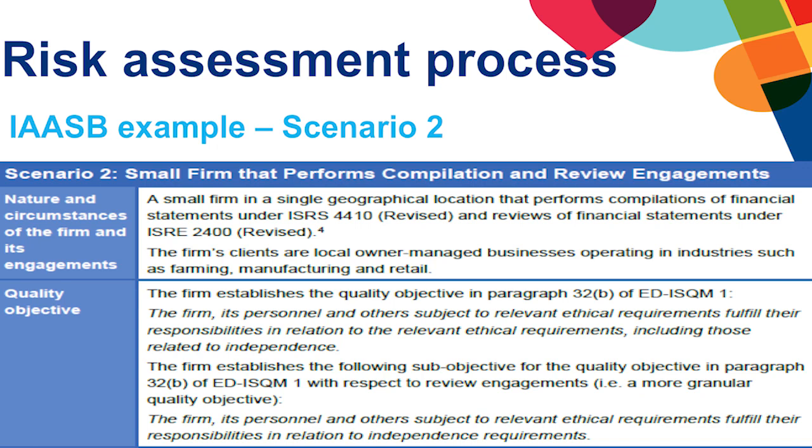So if we break it down and make it specific to this firm, which is a smaller environment: the firm, its personnel and others subject to relevant ethical requirements fulfill their responsibilities in relation to independence requirements. And this is then also the quality objective that you will document as part of your quality management process. Once we've established the quality objective, we go into identifying and assessing the quality risks. In doing so, again, we need to consider two questions: the likelihood of occurrence of that specific risk, as well as the potential effect of that risk on the achievement of the quality objective.